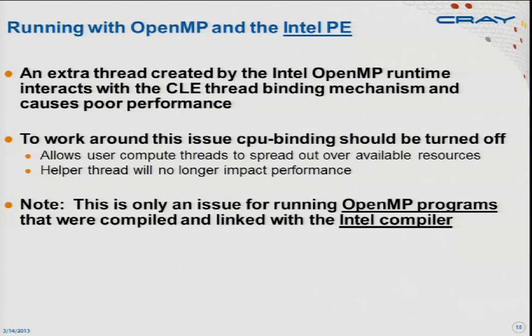So the workaround for this issue is basically to shut CPU binding off. This allows user compute threads to spread out. The operating system really does kind of forget about this helper thread, and your user threads spread out across the cores. And so ideally, the helper thread no longer impacts performance. Again, I stress this is only an issue when running OpenMP programs that were compiled and linked with the Intel compiler. If you're using Intel and not using OpenMP, you don't care about it. If you're not using Intel and using OpenMP, you don't care about it. It's not an issue for GNU or Cray.